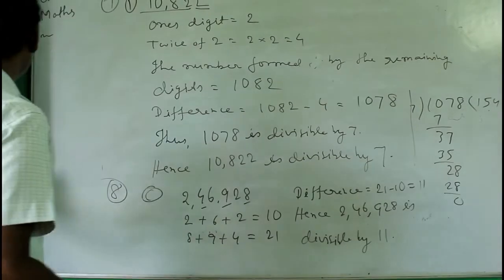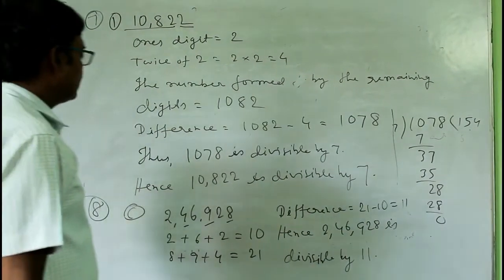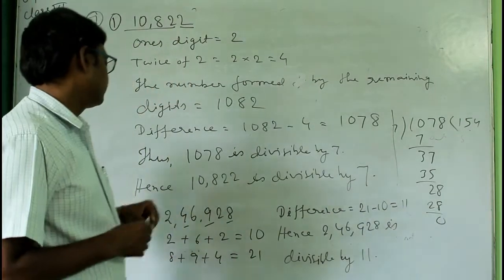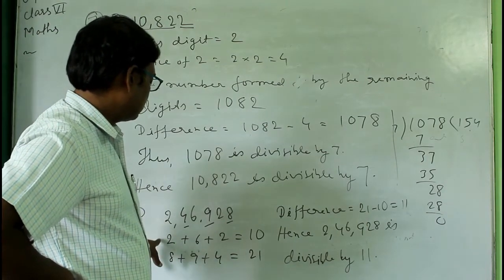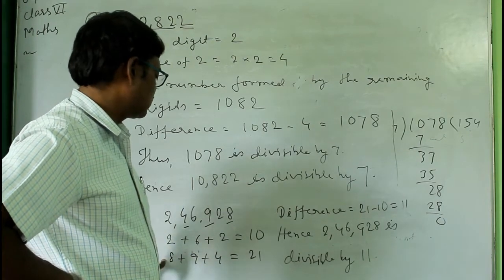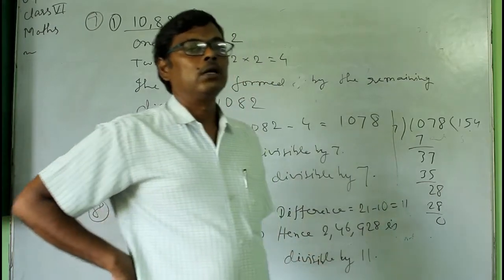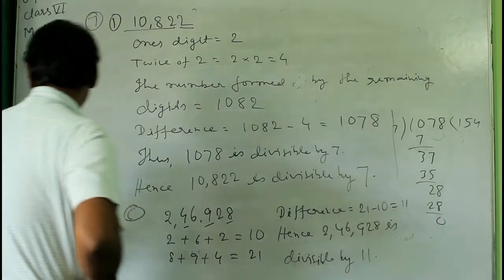Okay, this is the rule. So you must remember all the rules. If you don't remember the rules, then it will be difficult to find out the answer. So you must learn all the rules here. So the rule is that first you will find the sum of the alternate digits, like this and this, and then find the difference. If the difference is 0 or a multiple of 11, then the given number will be divisible by 11.